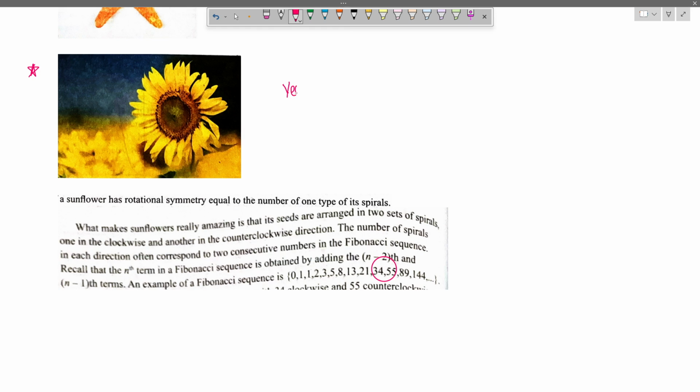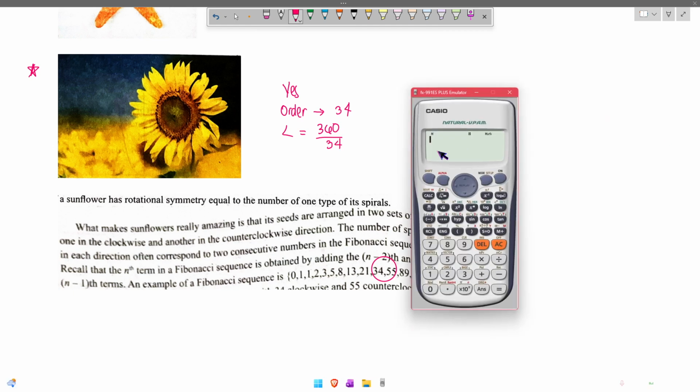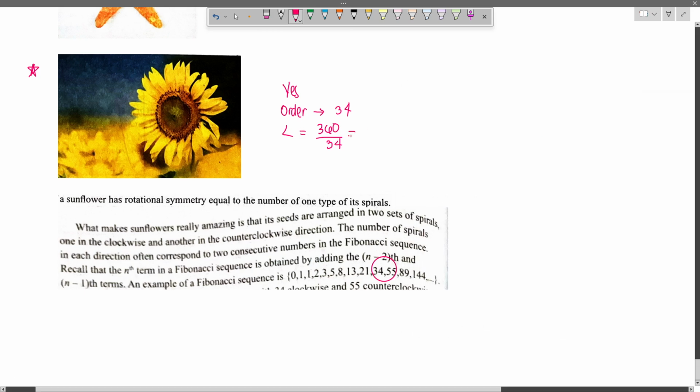So yes, it has rotational symmetry. The order, we can say, is 34. So the angle is 360 divided by 34. That's how we get the value. Let's check: 360 divided by 34 gives us 10.59 degrees.